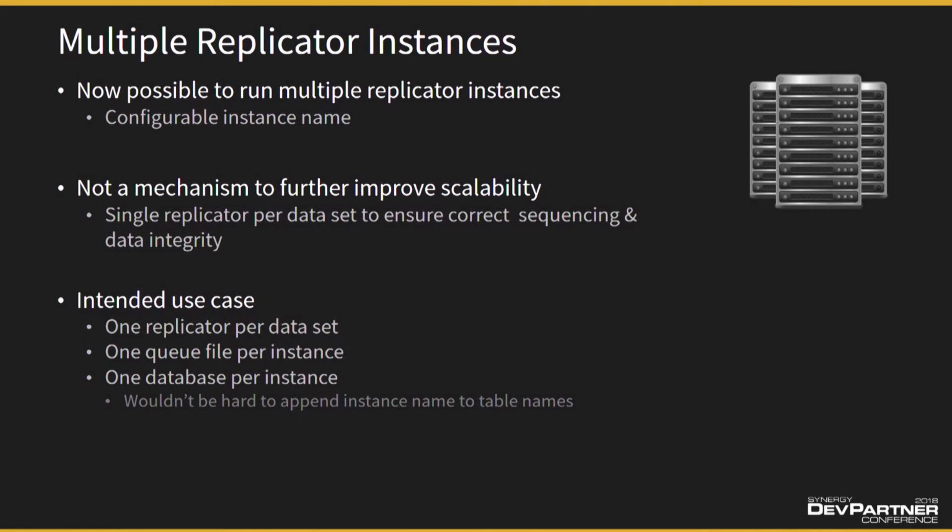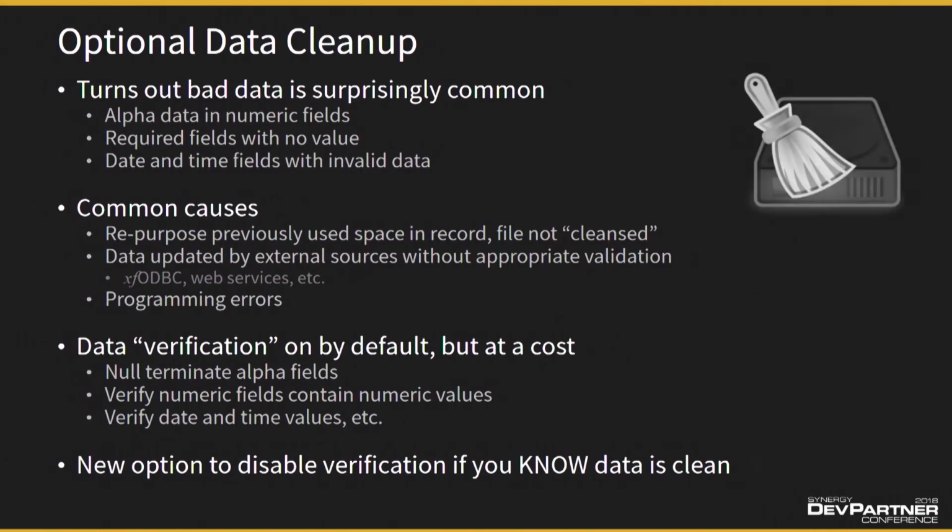Multiple replicator instances. We now have a mechanism to support running multiple instances of the replicator on a system at the same time. This is not to be used for individual files within a single data set. In order to preserve the sequence of things, it's important that you have one replicator updating a data set. But if you do have a system that's supporting 2, 3, 4 instances of the business with completely separate data sets, you can now name the instance and run an instance of the replicator for each of those business entities, essentially.